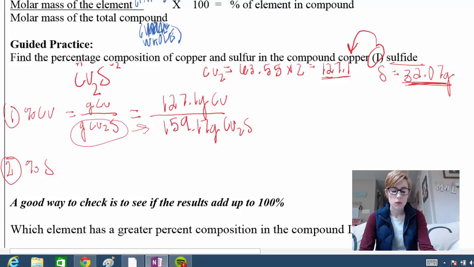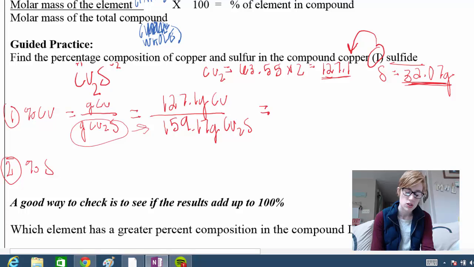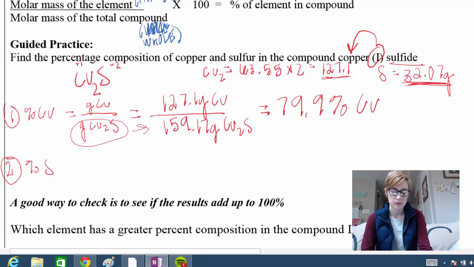So since copper weighs 127.1 and the whole compound weighs 159.17, I can see that copper should be a significant percentage of the weight of this compound. So now I'm just going to divide these two numbers, multiply by 100, and my percentage of copper is 79.9% of this compound is made of copper.